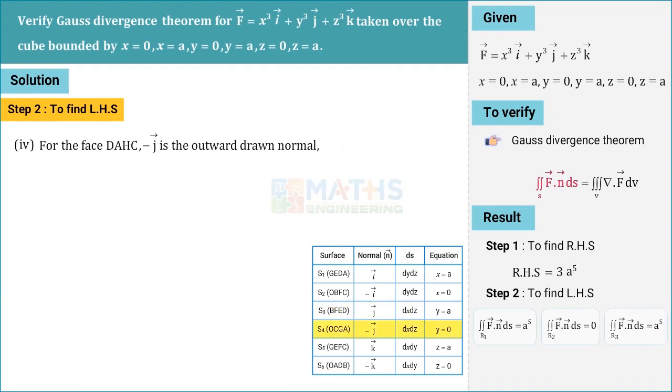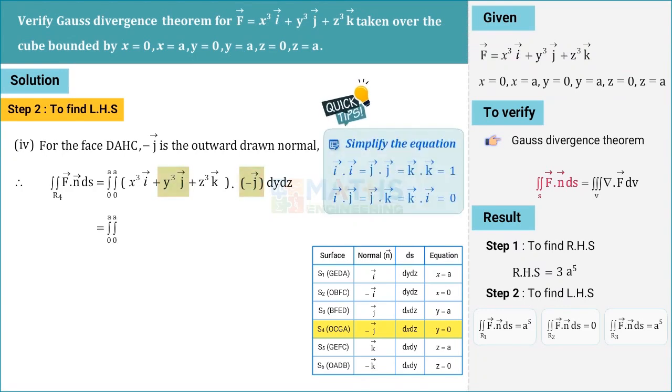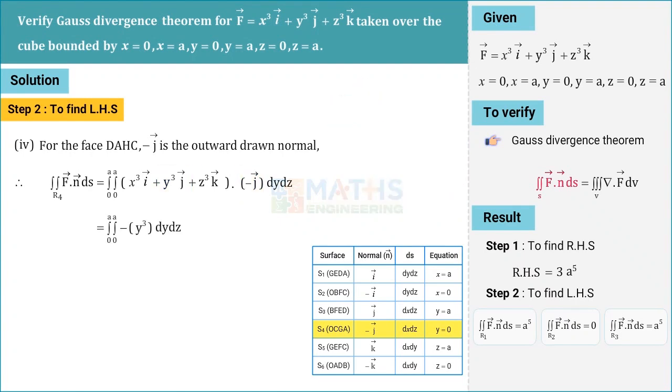Now we consider the fourth surface. Here the normal is minus j vector. We start from the definition. Substitute F vector value dot n vector value dS value. We apply dot product; for that we multiply the jth components together. The remaining terms become 0. What value are we getting? Minus y cube. What is the y value here? y is equal to 0. So the integral value becomes 0. The fourth surface value is 0.